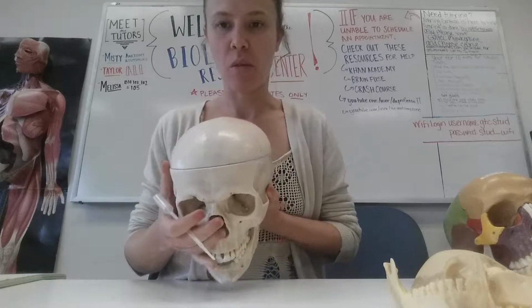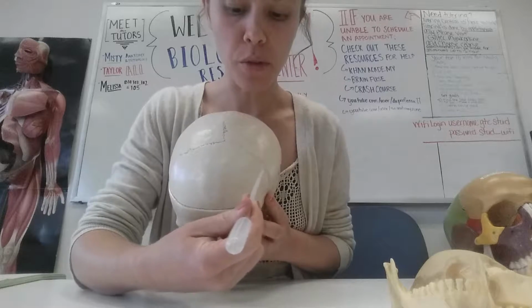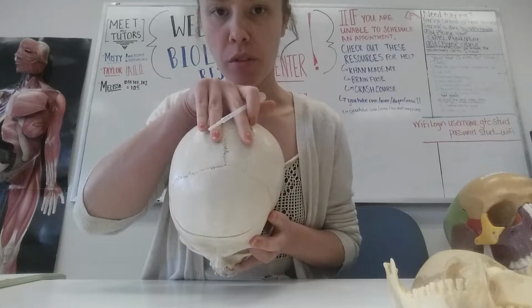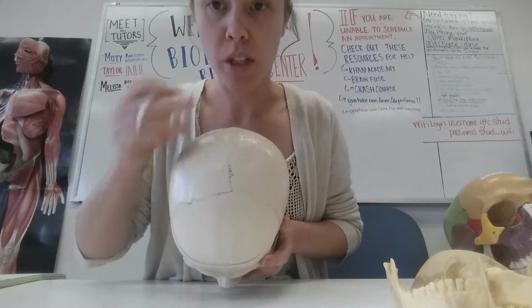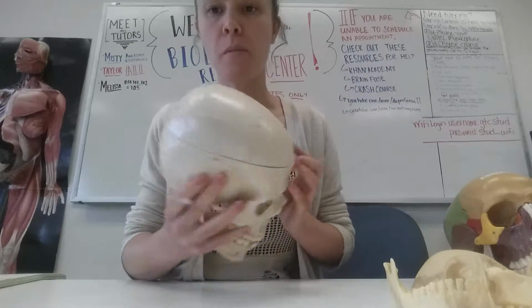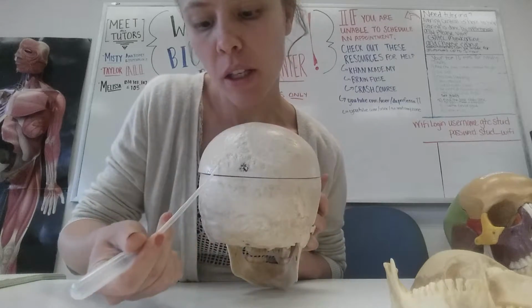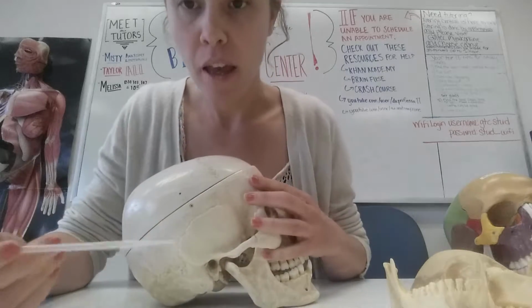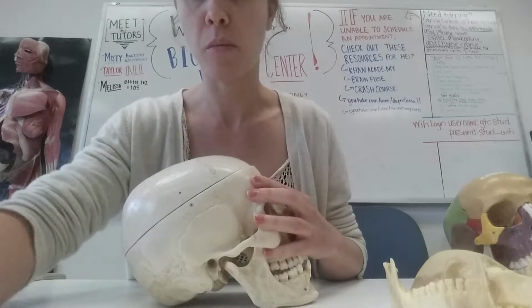The skull. So I'm going to begin with the sutures. We're going to start with the coronal suture, which connects the frontal bone to the parietal bones. Then we have the sagittal suture, which connects the parietal bones. The lambdoid suture comes across here, connects the occipital bone to the parietal bones. And then the squamous suture, which connects the temporal bone to the parietal bones.